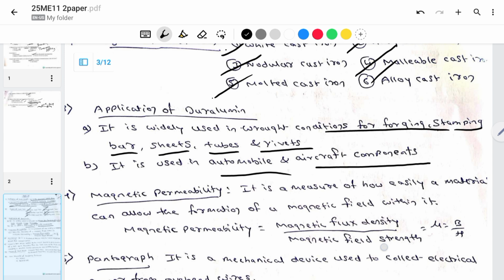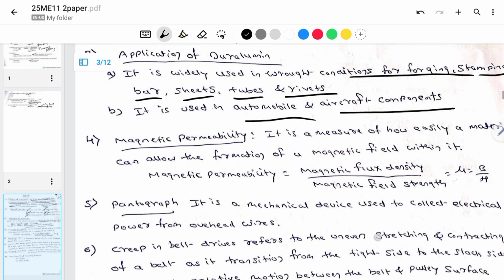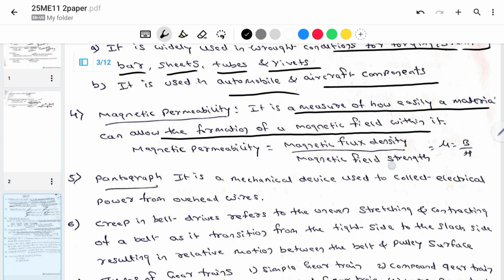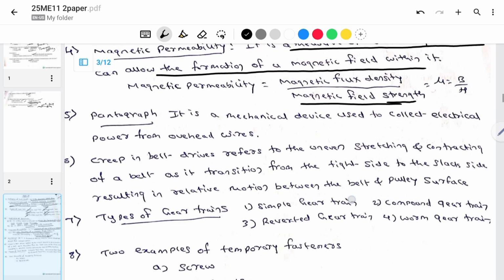So the next is magnetic permeability. What is the definition they ask? It is the measure of how easily the material allows the formation of the magnetic field within it. So within it, how easily it allows generating the magnetic field, that is called magnetic permeability. So the formula is magnetic flux divided by magnetic field strength. This is the formula for that one.